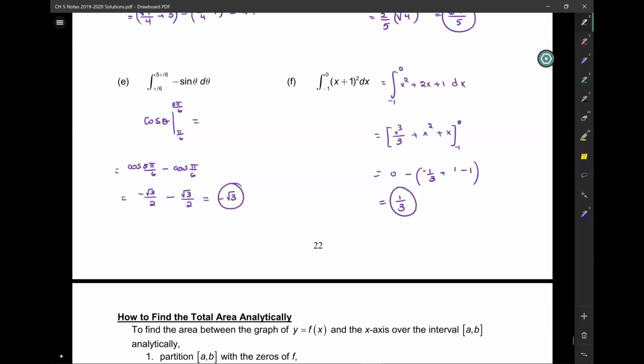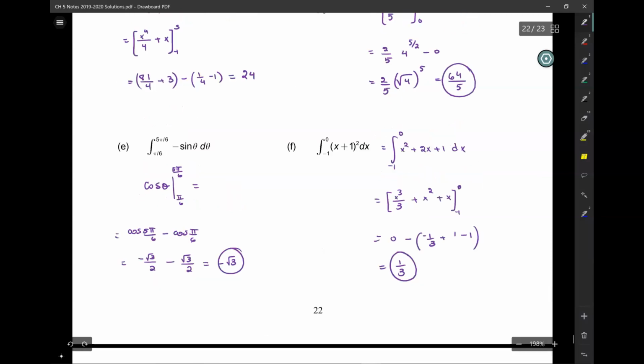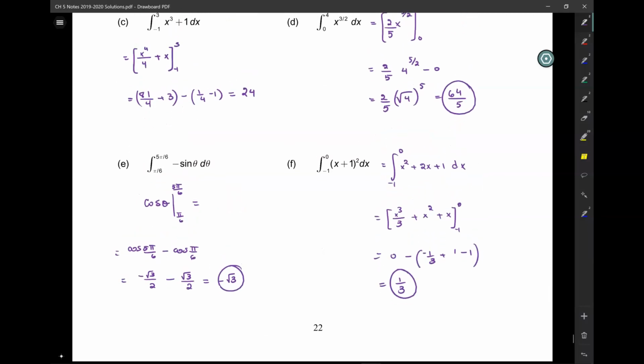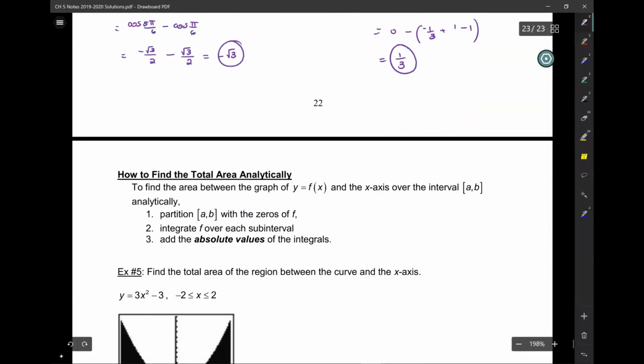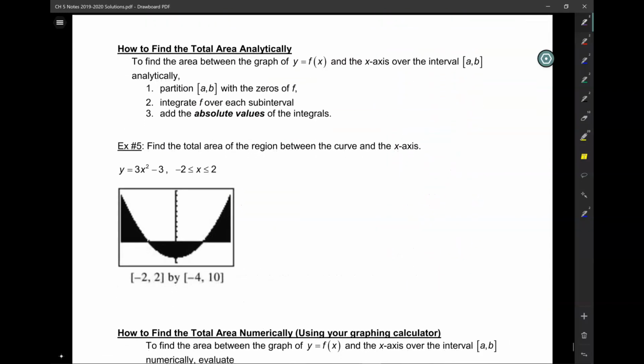For D, even though it's one term, we still use brackets, but for E, we didn't. Does it matter? No, it doesn't matter. It was choice, completely choice. I could have done it that way as well. Okay.